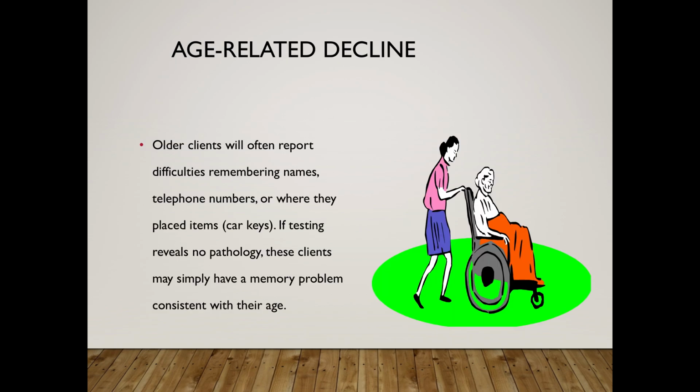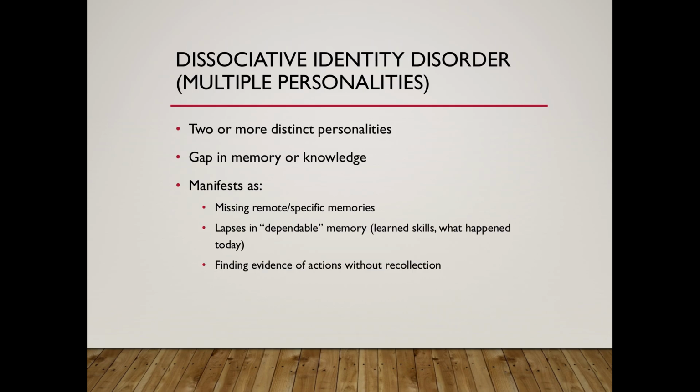Again, consider age-related decline, that it's normal for memory skills and memory details to fade with age, and that's not what we're talking about. Decline is normal. When they're forgetting key details, key facts, then we start to think maybe there is something going on here.